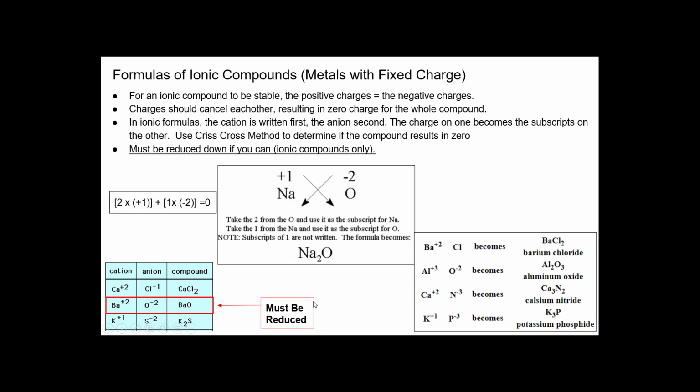Now, there's one rule you need to remember with this. If you break these apart and you have the charges and you crisscross, you must reduce down if there is something that can be reduced down when it comes to ionic compounds only. We don't do this with covalent. So for instance, here we had barium, and it has a 2+ charge, and we have oxygen, which has a 2- charge. When you would write this out, it would be 2 and 2, and we can't have that. You reduce them down to exactly this.